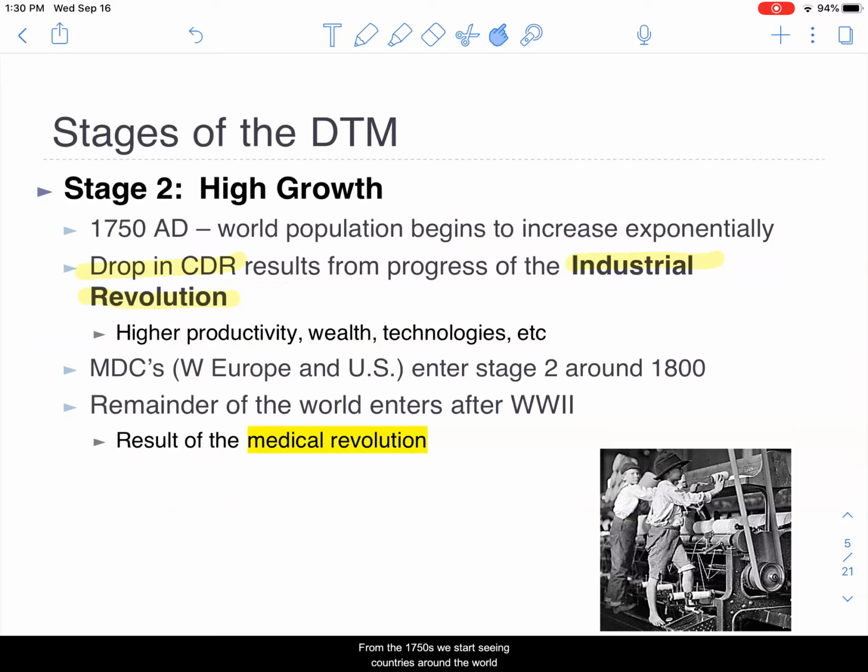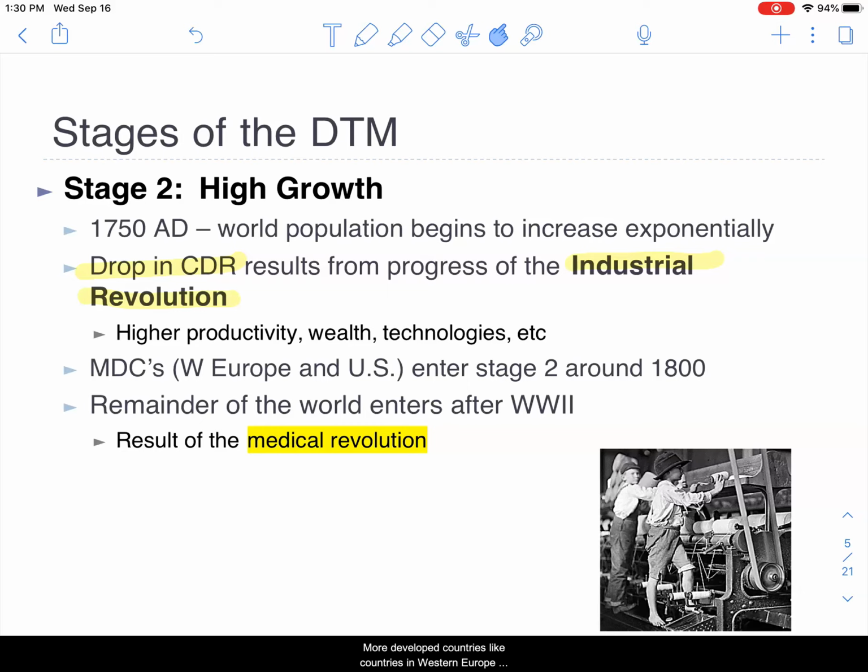Around the 1750s, we start seeing countries around the world having a more rapid expansion of their population due to a large drop in the crude death rate. It had already been dropping after the Agricultural Revolution, but another historical event known as the Industrial Revolution led to higher productivity and wealth and technologies and healthier people that had the resources they need to survive. So we have even fewer people dying and living longer while more people are being born. That leads to rapid population growth.